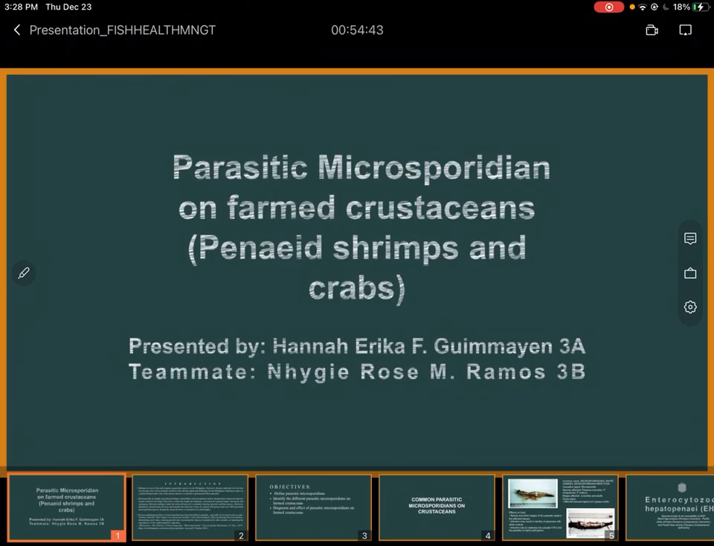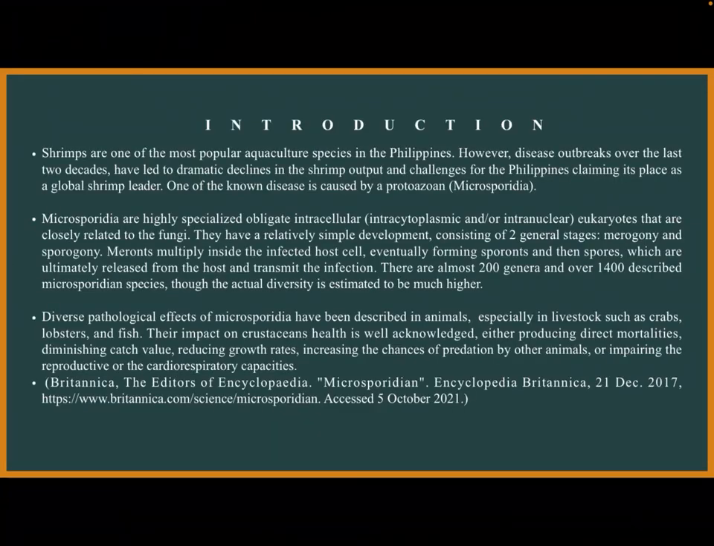Today, I am going to discuss the different parasitic microsporidians on farmed crustaceans, Penaeid shrimps, and crabs. Shrimps are one of the most popular aquaculture species in the Philippines. However, disease outbreaks over the last 2 decades have led to dramatic declines in the shrimp output and challenges for the Philippines claiming its place as a global shrimp leader. One of the known diseases is caused by a protozoan called Microsporidia.